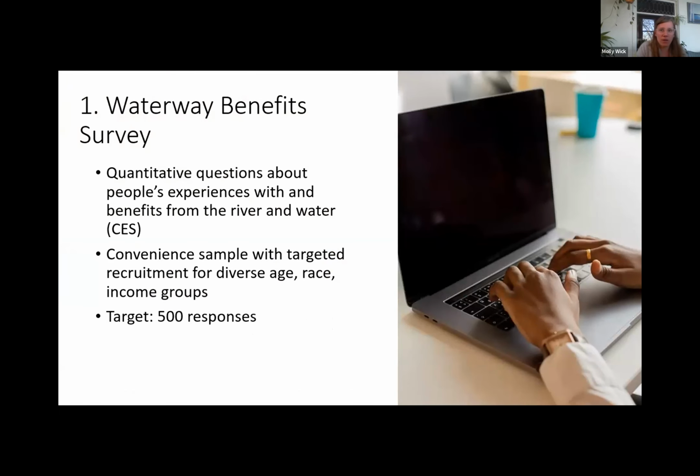So my project is based on 3 different big parts. And the first one is called the Waterway Benefits Survey. And this will be a quantitative survey that asks people questions about their experiences with and benefits from the river and the water. And it'll be focused on a convenience sample targeted towards diverse age, race, and income groups. And my goal is to get 500 responses.